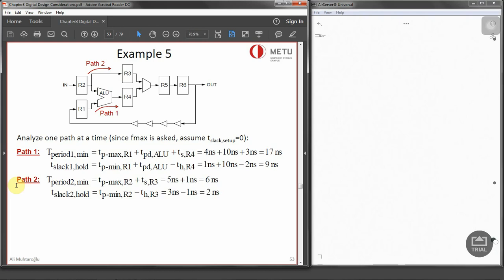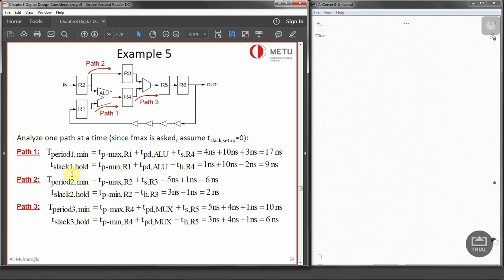Now we need to go to path 3. Path 3 is R4 to R5, so we need to have the maximum of R4 plus the multiplexer's combinational logic delay and R5's setup time. That will give us 10 nanoseconds. Then we repeat the same thing for the hold: the minimum of R4's propagation delay, minus the hold time of R5, which will give us 6 nanoseconds.